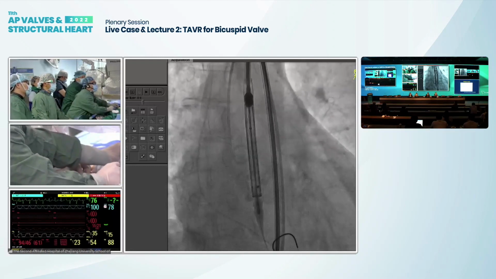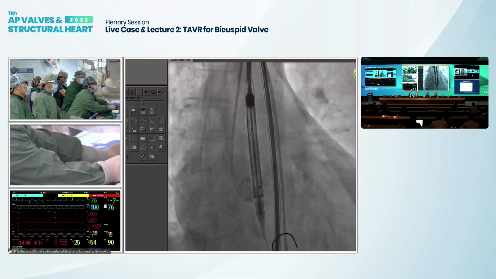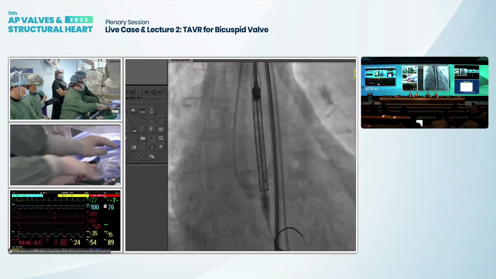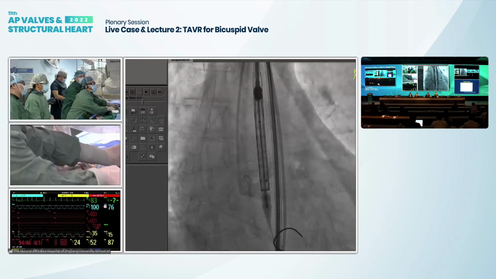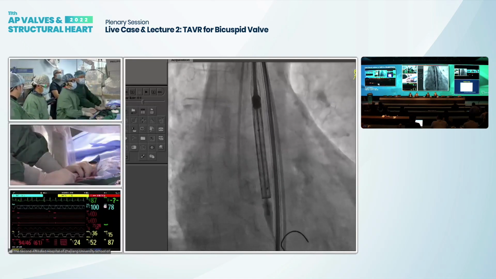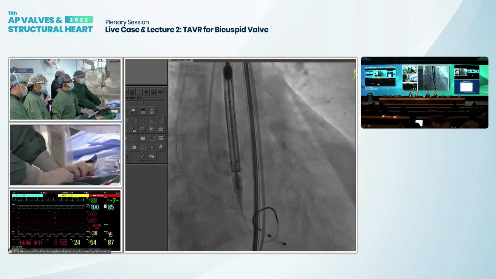You should try to get into the non-coronary. Yeah, go. Maybe we need a wire. That's good. Yeah, you got it. The blood pressure is dropping a little bit, but now it's going back. So we need to take care of the blood pressure.